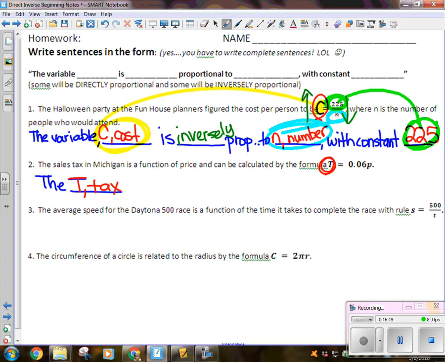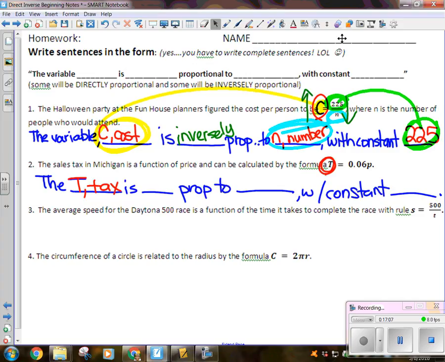How did you know that came first? Because it's the first thing you see. Whatever comes first goes first in my sentence. The T tax is blank proportional to blank with constant blank. See if we can fill it. Tell you what, why don't I pause and see if you can fill it in? Let's see if you can fill it in. You got 4 blanks. One's filled in, second one, third one, and fourth one.